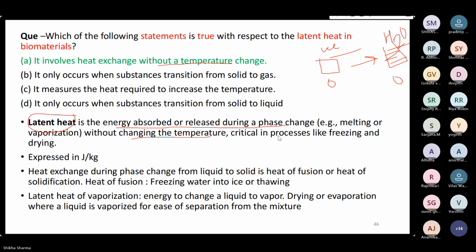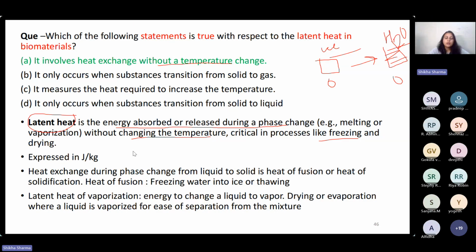So it can be used in processes like freezing and drying. It can be expressed in joule per kg; its unit is joule per kg. Heat exchange during phase change from liquid to solid is the heat of fusion. This is latent heat, and we also say heat of solidification. If we are freezing water into ice or thawing it, the temperature is the same, but the state is changing, either solid to liquid or liquid to solid.